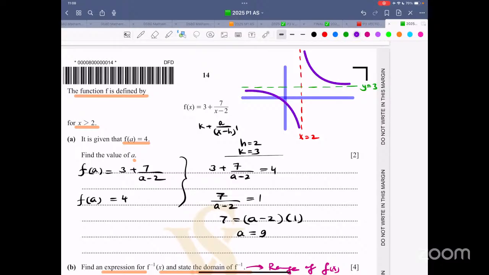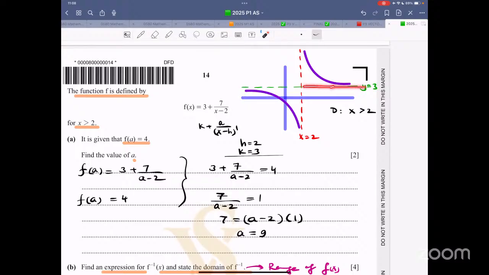But we are interested in the domain x is greater than 2. So the domain that we are interested in is x is greater than 2. 2 is not inclusive. Why? Because it's an asymptote. Got the idea?